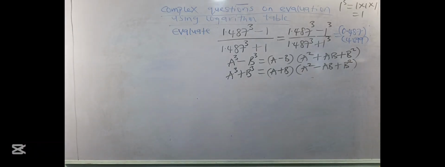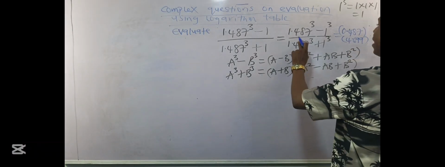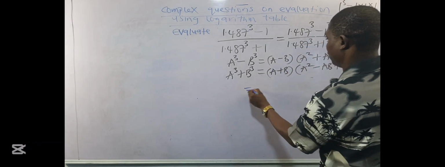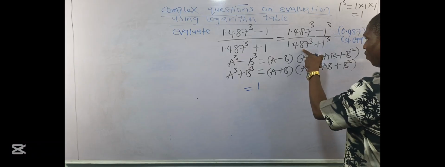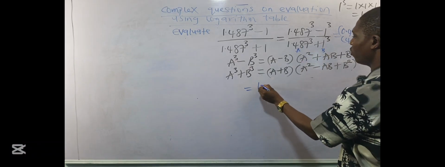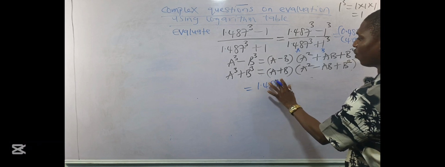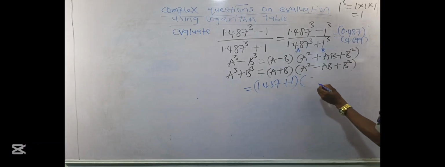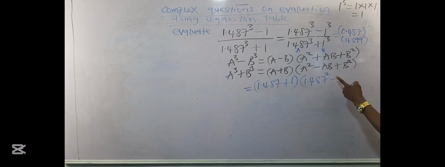Now, for the sum of 2 cube, remember our A is this. We are using this now, sum of 2 cube. We are going to have, using this, A is 1.487 and B is what? This. So A is 1.487 plus the value of B, which is what? 1. In brackets, A again, 1.487 raised to power 2 minus AB, which is 1.487 for A. AB, 1.487 times 1 will still give you 1.487, so I can leave it like this, plus my value of B, 1 what? Square.